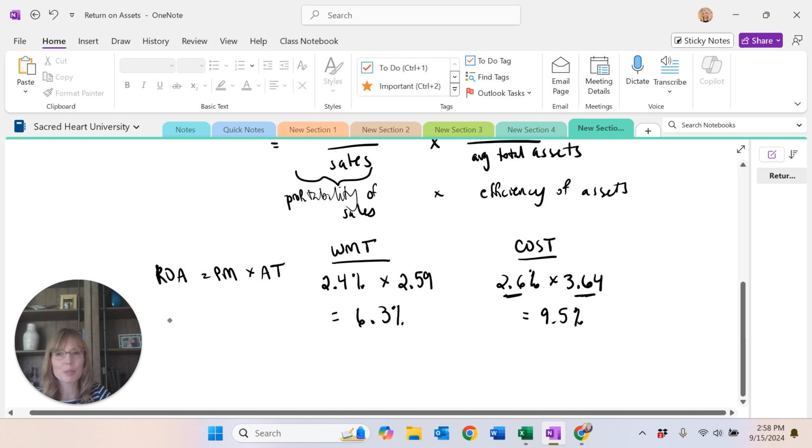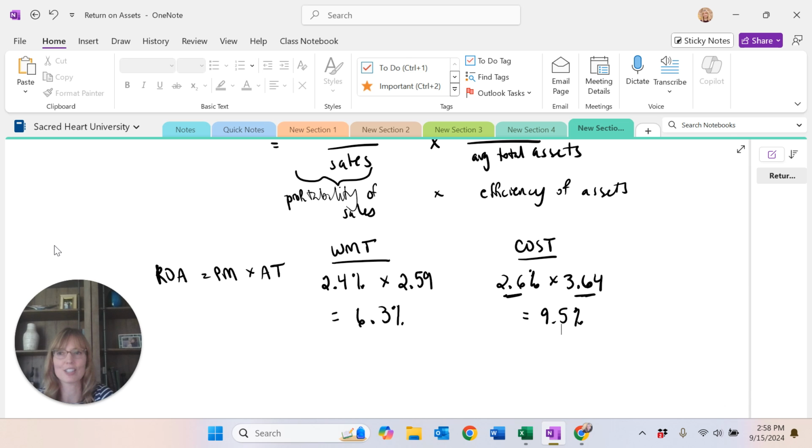The analysis becomes a little bit more interesting when one company has a higher profit margin and the other company has the higher asset turnover.